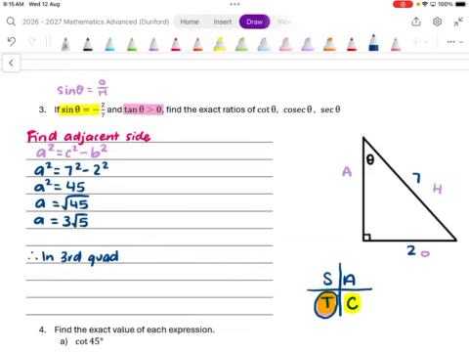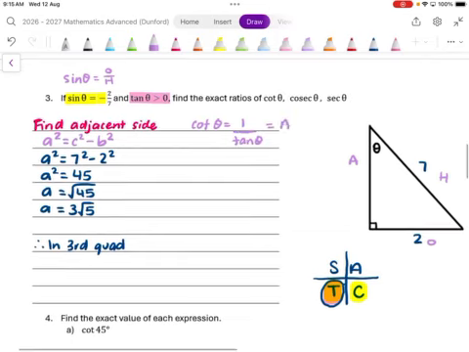Okay, what we need to find is cot, cosec, and sec. So we have that cot theta is equal to 1 over our tan theta, in case we've forgotten, which is equal to our A over O. We have that our cosec theta is equal to 1 over sine theta, which is equal to our H over O. And our sec theta is equal to 1 over cos theta, which is equal to H on A.